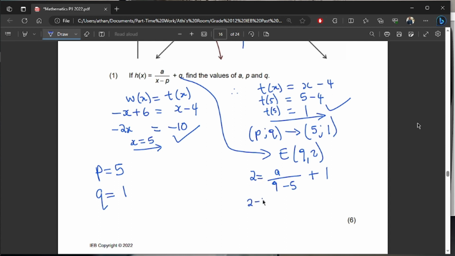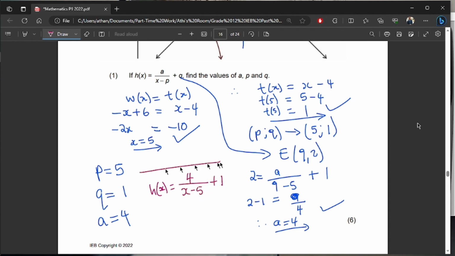Transpose the 1 to the other side. And then you have a over 9 minus 5, which is 4. Then by cross multiplication, the value of a is going to be 4. I write it there as well. We found all three of them. You can now rewrite the equation of h of x as 4 divided by x minus 5, plus 1.